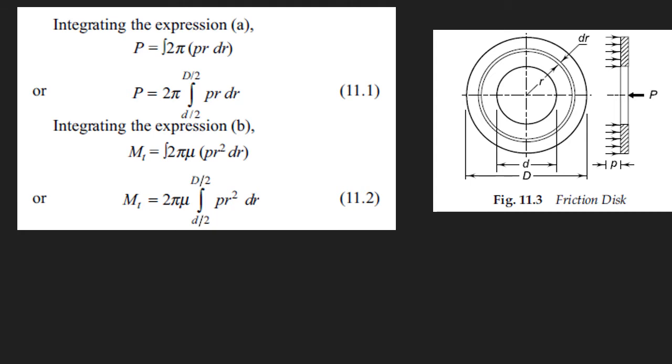Similarly, we can integrate directly for the torque equation also. And you will get the net torque that acts over the entire contact surface as 2 pi mu into the integral from d by 2, that is inner radius, to outer radius of pr square dr.